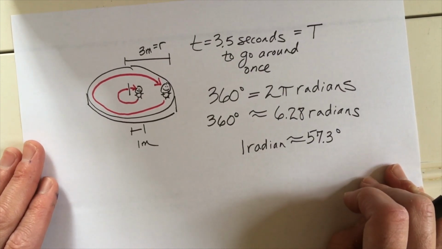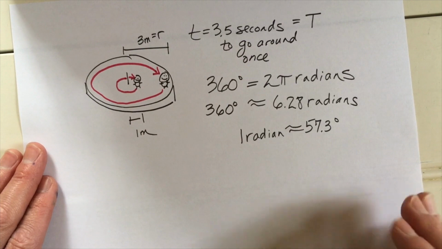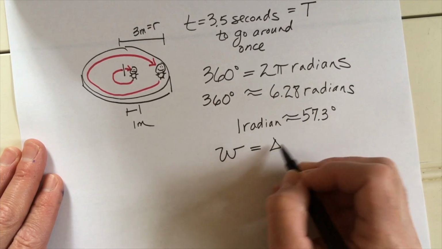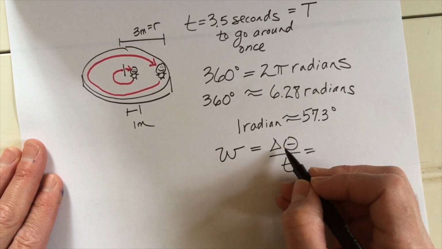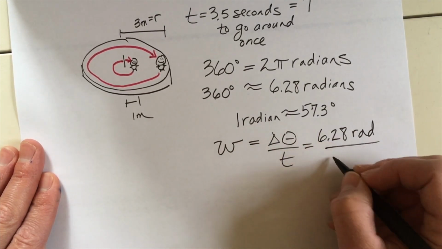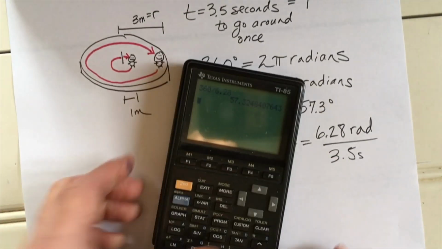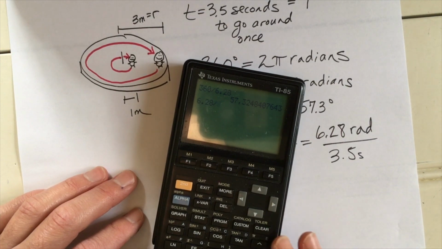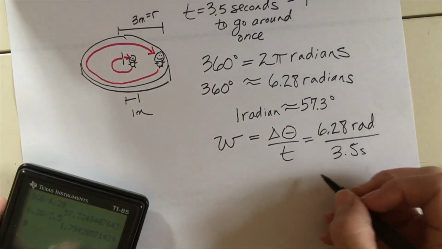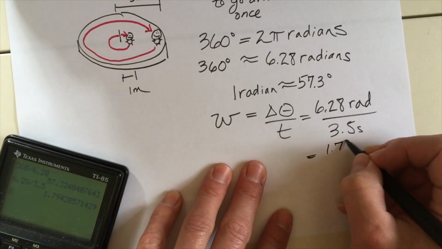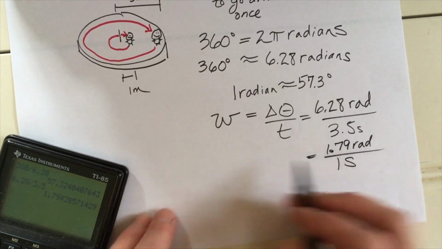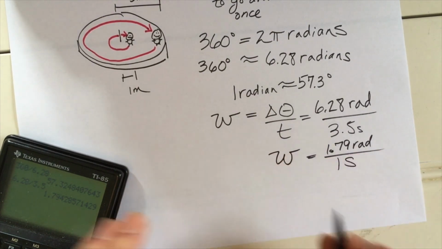All right, so we're saying then that your angular velocities are the same, right? We can go ahead and write that down. For you or your sibling, your angular velocity is equal to the change in angular position divided by time. This has to be in radians, so 6.28 radians, or rad, divided by 3.5 seconds. So we do the math there, 6.28 divided by 3.5 gives us about 1.79 radians per second. Okay, that says per 1 second.